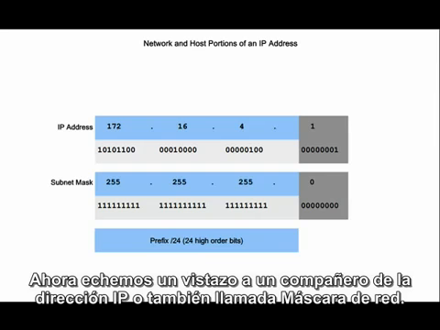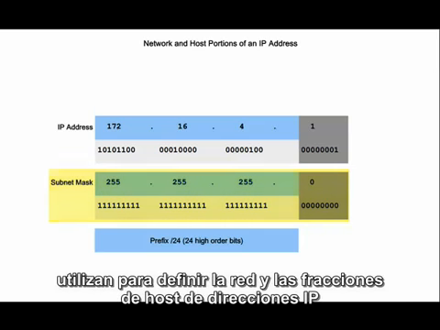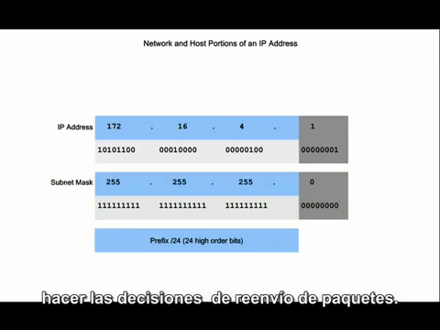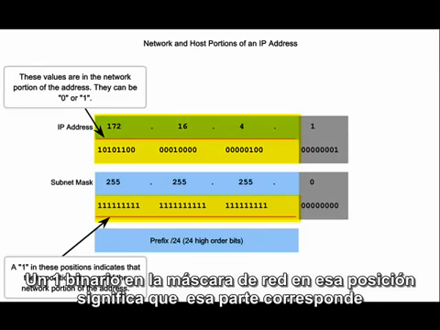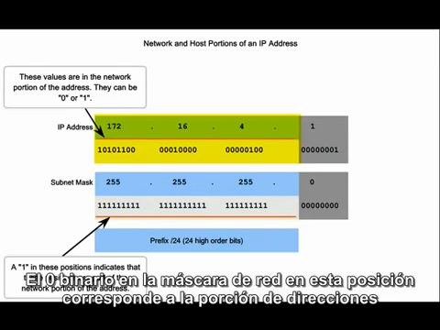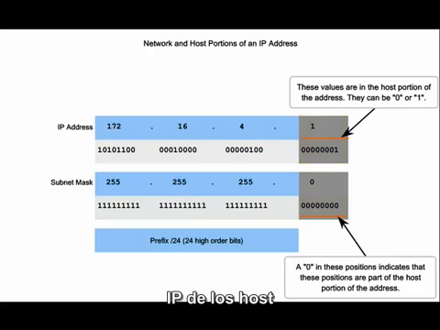Now let's look at a companion to the IP address called the subnet mask. The subnet mask is a 32-bit dotted decimal number that devices use to define the network and host portions of an IP address. Knowing the network portion of an IP address enables devices to make proper packet forwarding decisions. A binary 1 in the subnet mask means that the corresponding bit position in an IP address is part of the network portion. A binary 0 in the subnet mask means that the corresponding bit position in the IP address is part of the host portion.